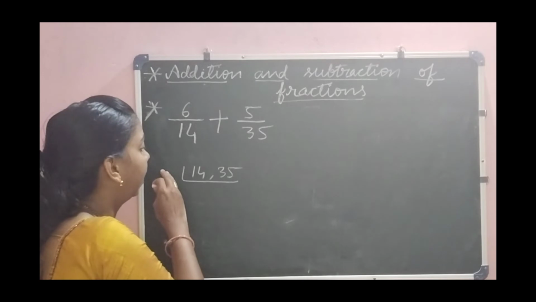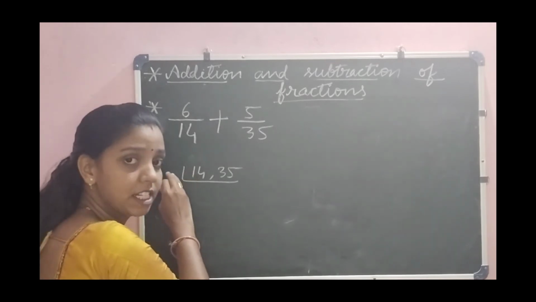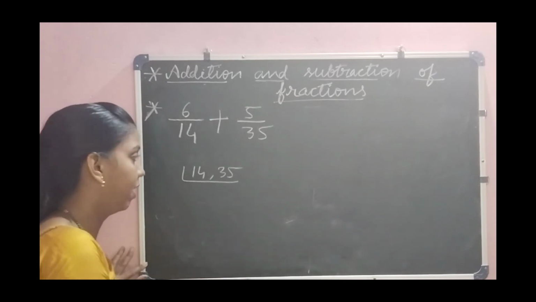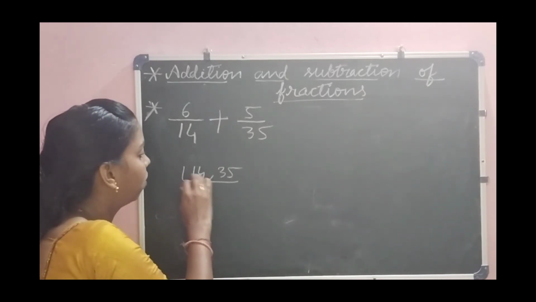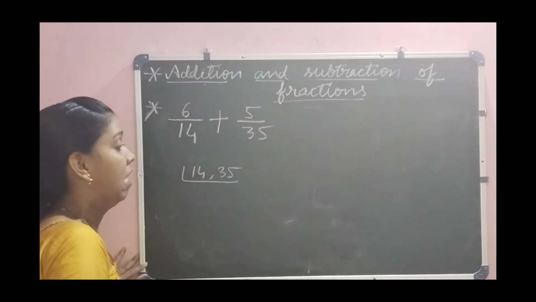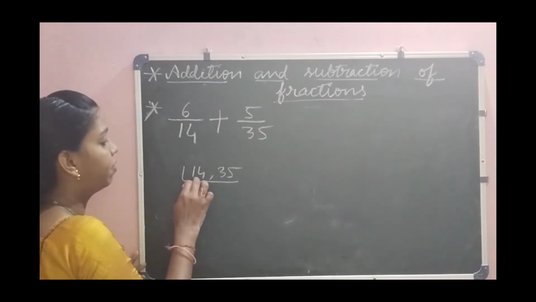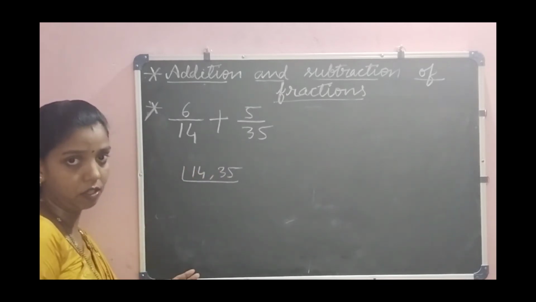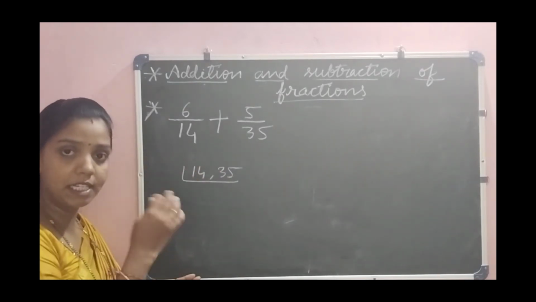If I select 3, 14 is not divisible by 3 and even 35 is not divisible by 3. Next number, 4. 14 is not divisible by 4, even 35 is also not divisible by 4. 5. 14 is not divisible by 5, but 35 is divisible by 5. So both are not divisible by the same number.